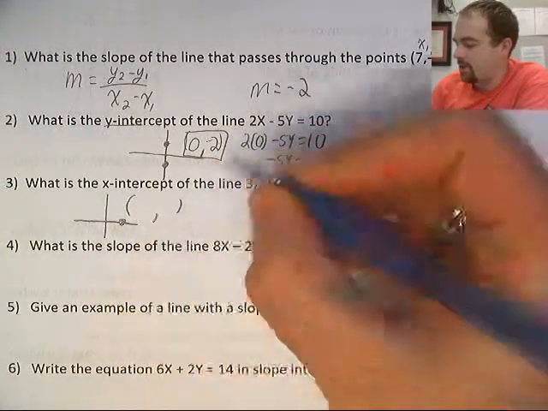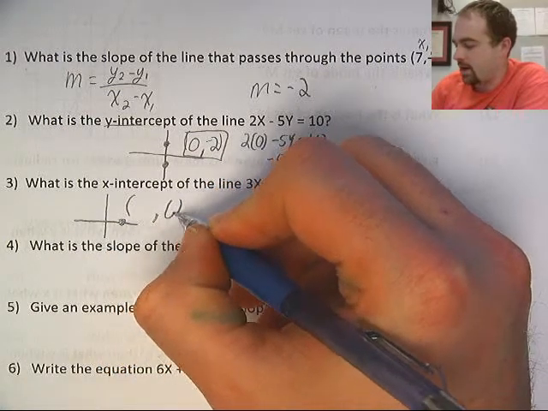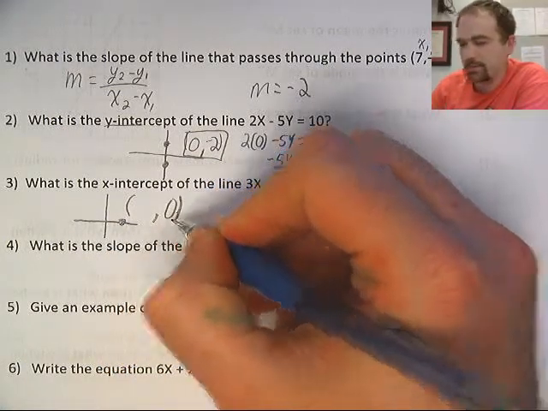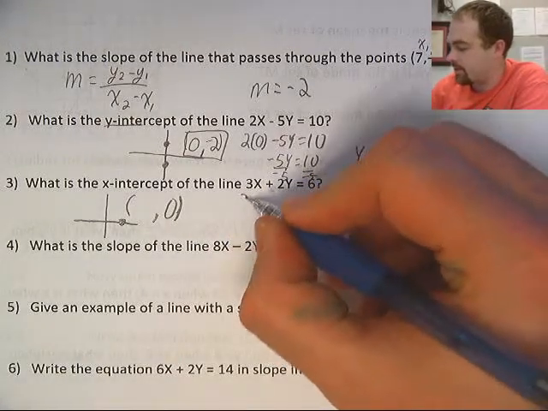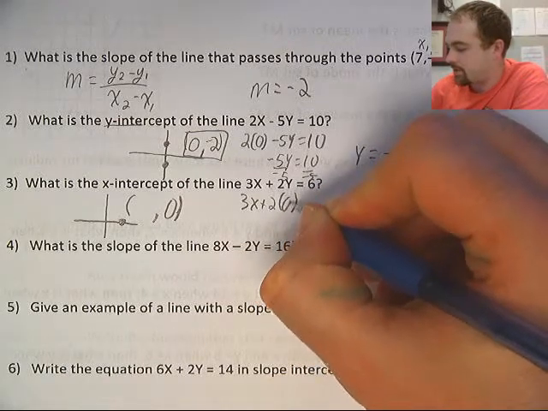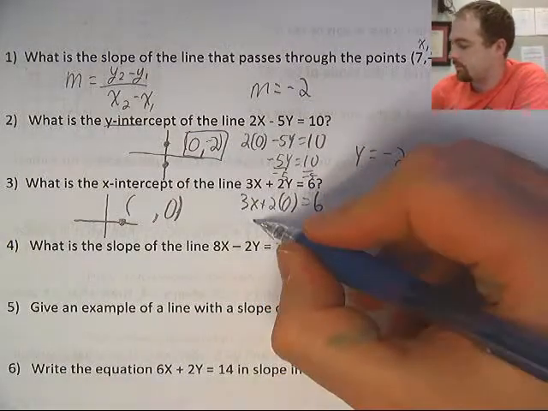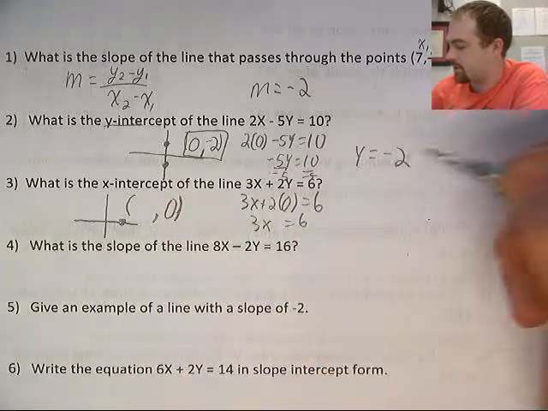And in this case, we know that for every single point on the x-axis, my y-coordinate is going to be 0. Again, let's use that in here. Let's go ahead and say 3x plus 2, and the y value has to be 0, is equal to 6. So we've got 3x plus 0 equals 6.